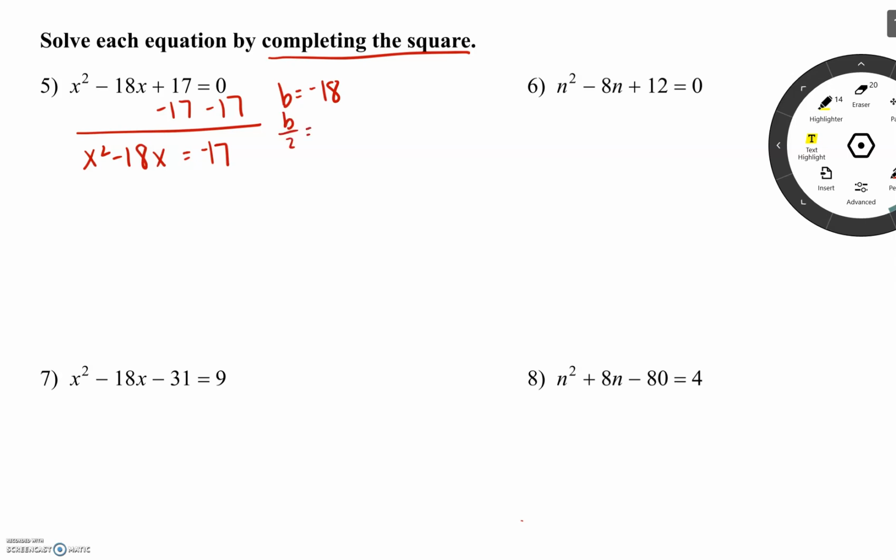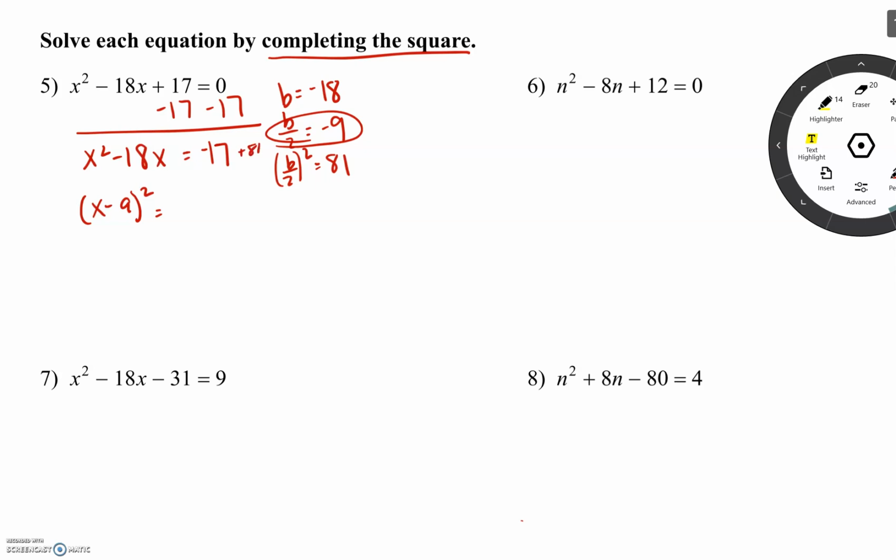Take b divided by 2, which gives us negative 9. And b divided by 2 squared, which is 81. That 81 is what we're going to add to both sides. And when we add that to the left, we create that perfect square trinomial, which is going to factor into x minus 9 squared. And we know it's minus 9 because that's what our b divided by 2 term is.